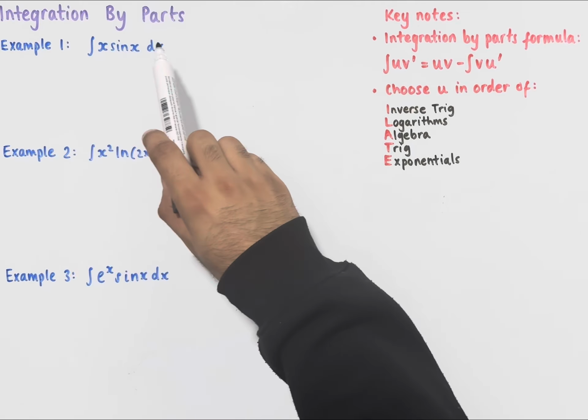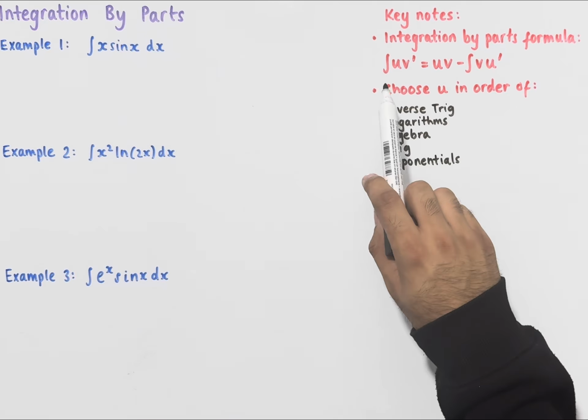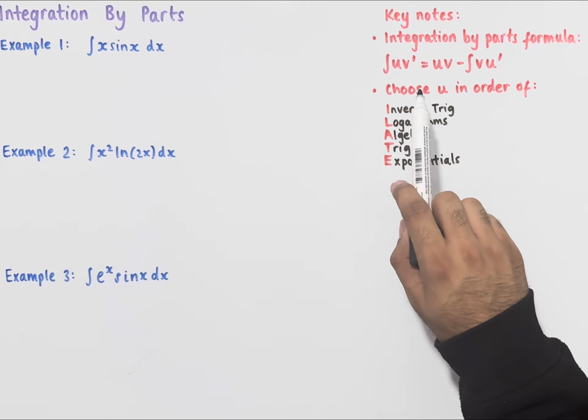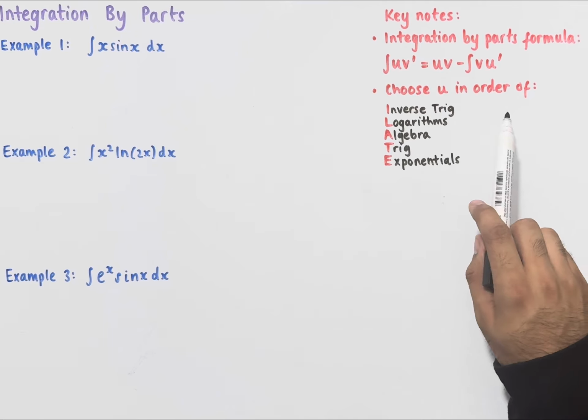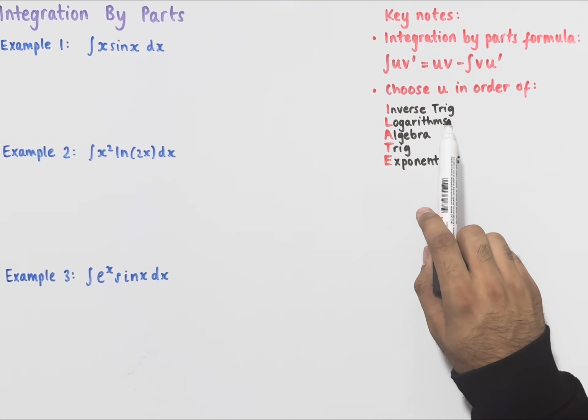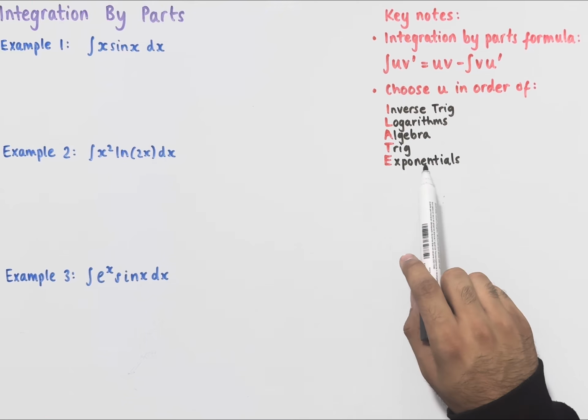Let's look at integration by parts. So the key notes include the integration by parts formula, which is the integral of uv' equals uv minus the integral of vu', and we choose u in the order of ILATE, which is inverse trig, then logarithms, then algebra, then trig, and then exponentials.